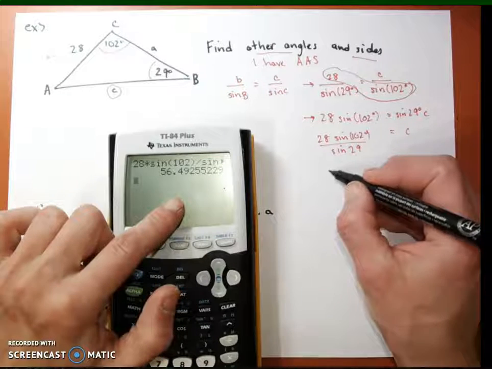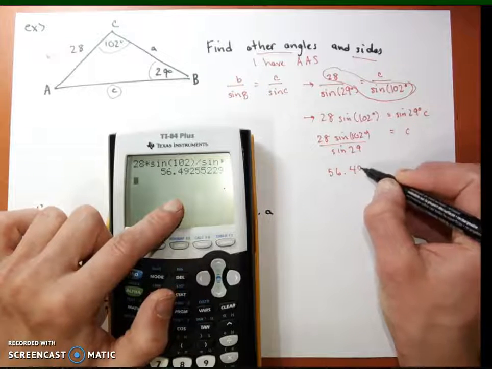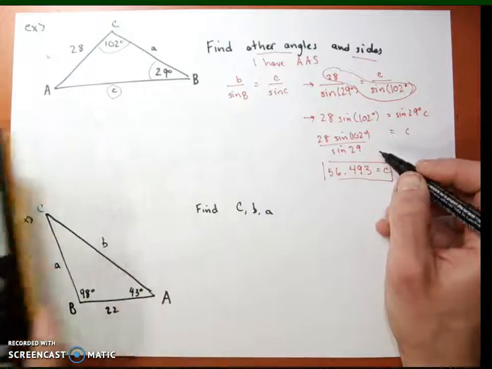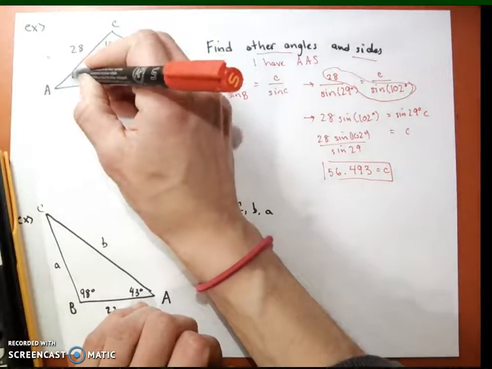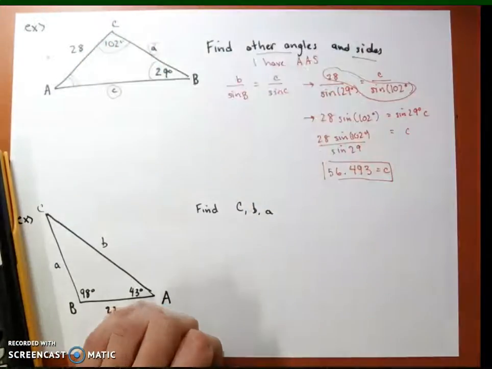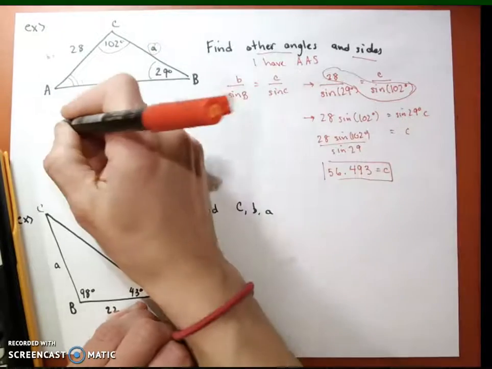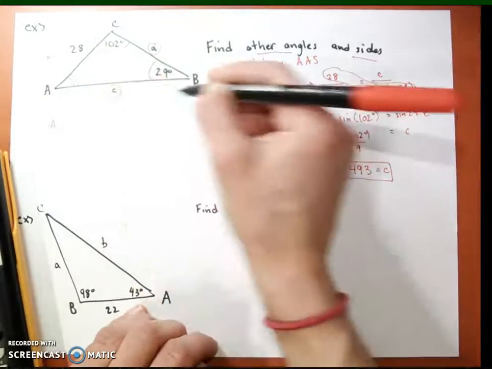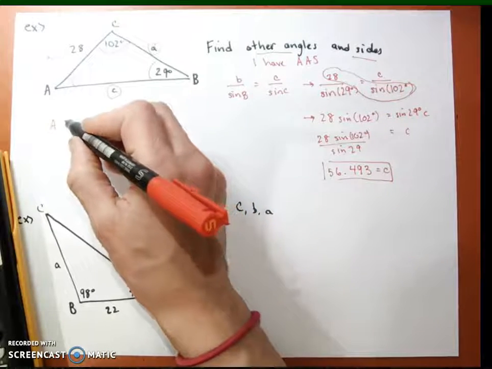And that gives me 56.493 equals length C. So now the only things left to find are big A and little a. So to get big A, I know that the entire triangle adds up to 180 degrees.